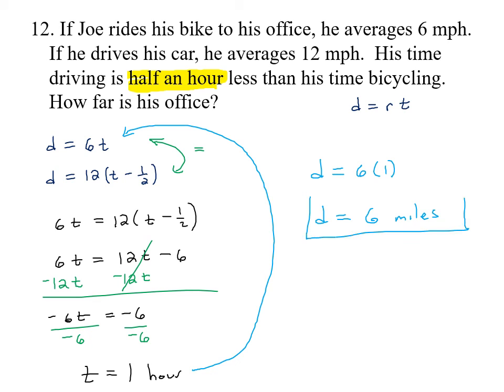So he can bike that 6 miles averaging 6 miles per hour, or he can drive it. It must be pretty bad traffic to take that much time, only averaging 12 miles per hour to go those 6 miles. But that's how you would do that problem.